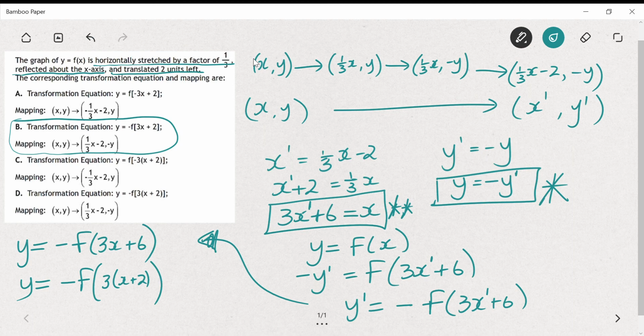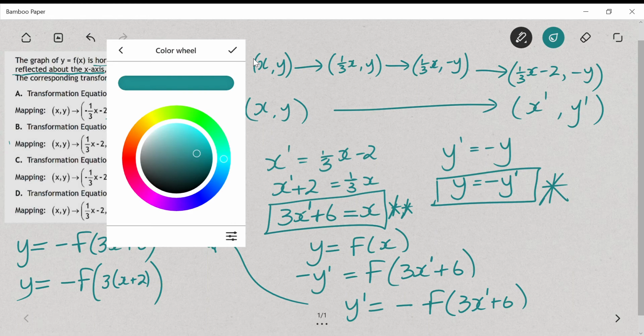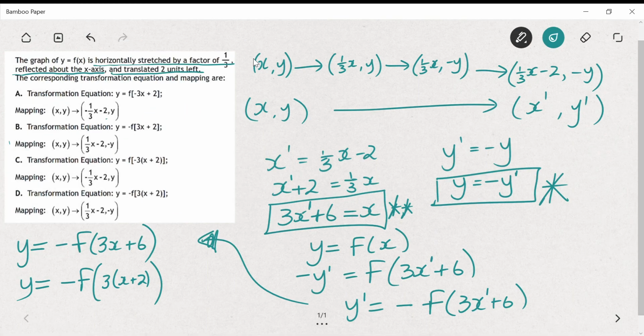It's got my 1/3 of x minus 2 and minus y, and it's got my y equals negative of f of 3x. Whoop, sorry, no it doesn't. Oh. Get rid of that. Just get back off there so we can see what's going.